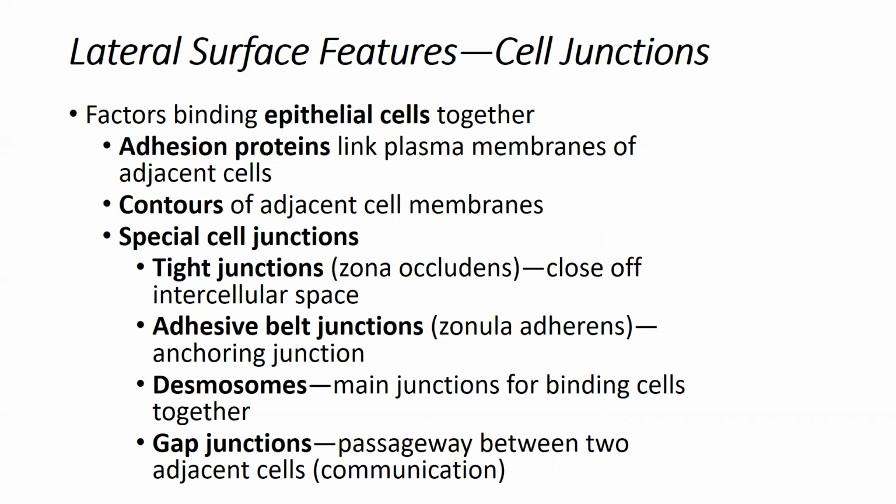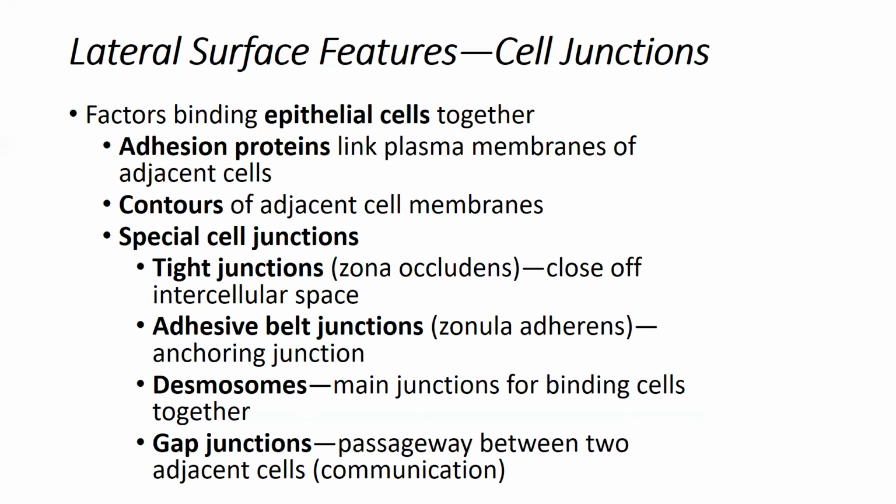Most importantly are the cell junctions. So there are certain junctions. And when I say junction, I mean an apparatus that is literally holding these 2 cells together. And that's going to be the most important thing. But there's also adhesion proteins, as well as the contours of the adjacent membranes.